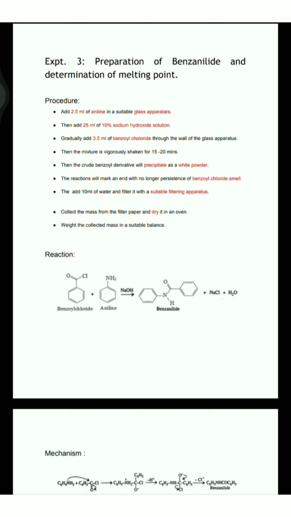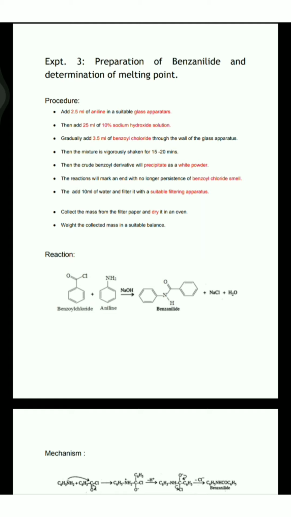First, we have to add 2.5 ml of aniline in a suitable glass apparatus. You will choose which glass apparatus to select. Then we will add 25 ml of 10% sodium hydroxide solution. You will determine what the exact value is that we have to add. Then we will gradually add 3.5 ml of benzoyl chloride through the wall of the glass apparatus. We will not add it quickly but very slowly, to carry on the reaction very smoothly.